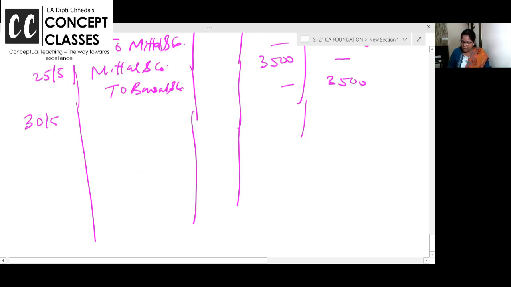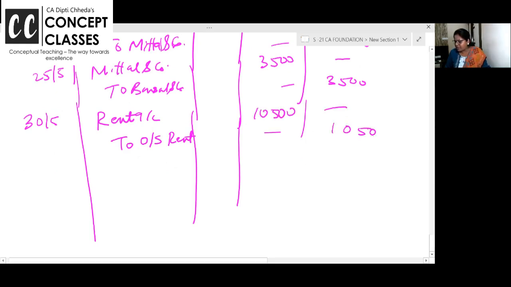Rent due to landlord. So rent is my expense. I have to debit. But money is not going out of my pocket. So rent account debit to outstanding rent. I am creating a liability. Because the matching principle says 12 months expenses should be debited, whether paid or not. 10,500, 10,500. Expense debit outstanding.